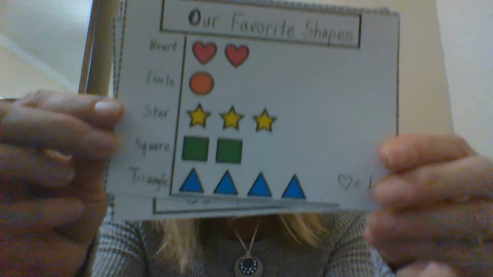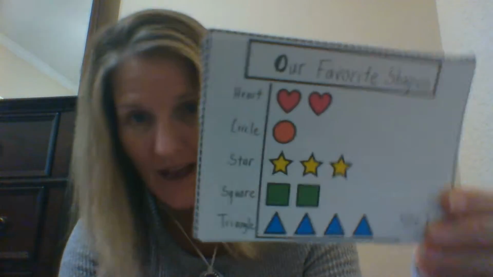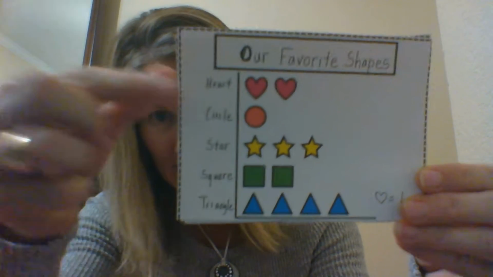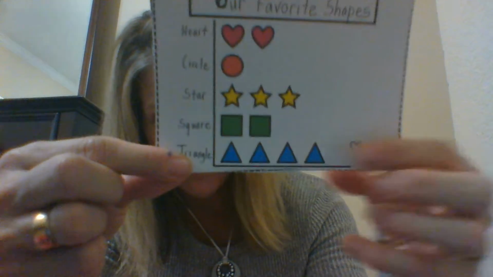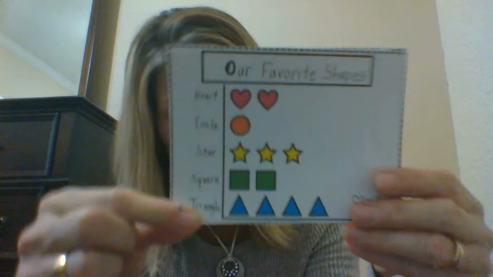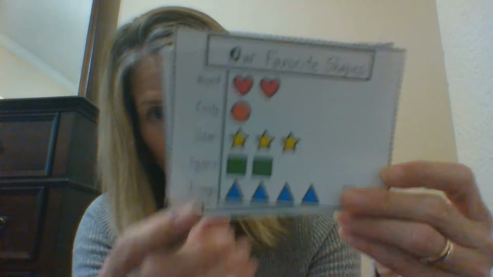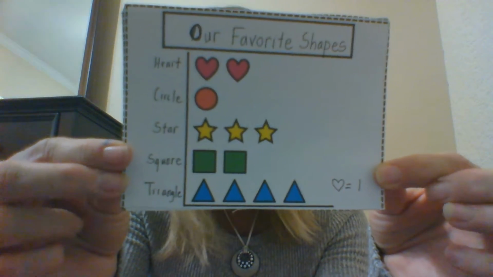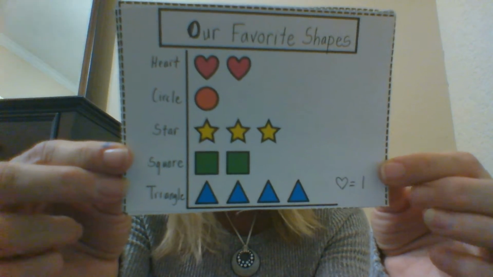So let's look at this one. What kind of graph is this? It has a title and labels, a key, and the data is represented in pictures. Go ahead, shout it out. Good. Pictograph or picture graph. Good job, boys and girls.